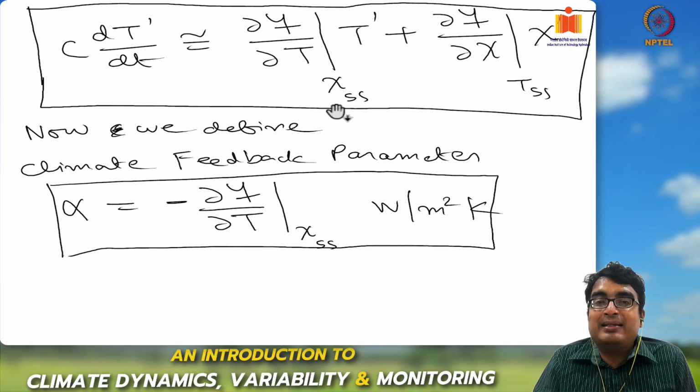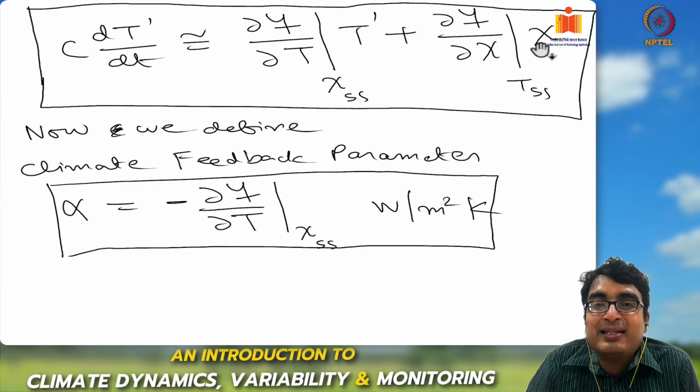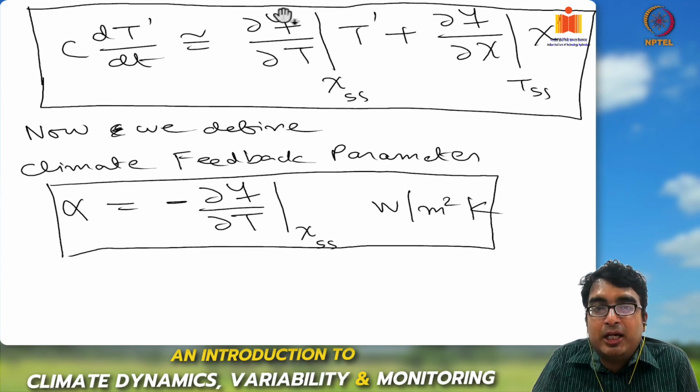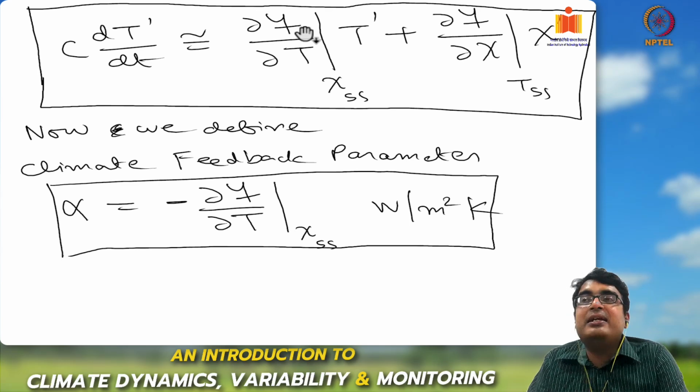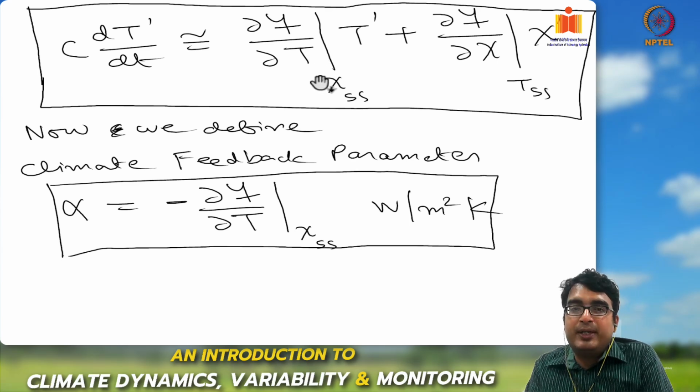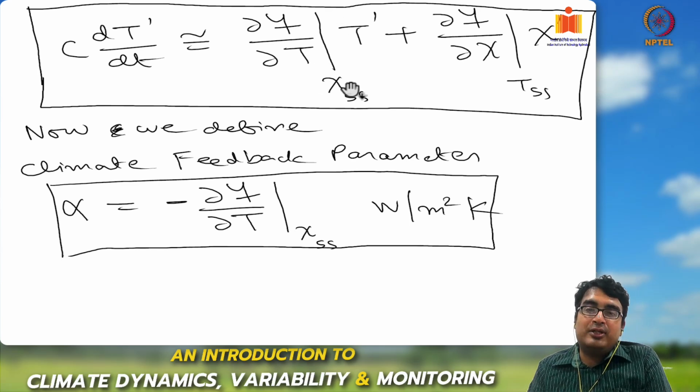Basically, if you remember Taylor series, it's ∂F/∂X into ΔX plus ∂F/∂Y into ΔY, the first order terms in the Taylor series expansion. So, this is the partial derivative of the net incoming radiation with respect to temperature at the steady state greenhouse gas concentration multiplied by the perturbation in temperature, plus the partial derivative of the net incoming radiation with respect to greenhouse gas concentration at the steady state temperature into the perturbation in the greenhouse gas concentration.